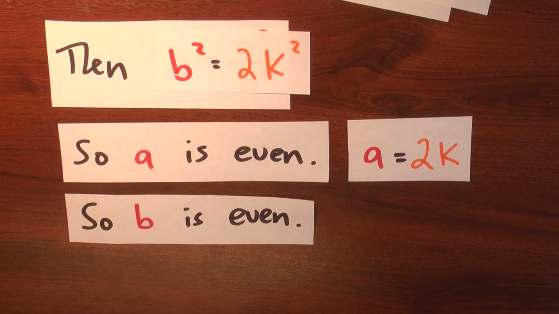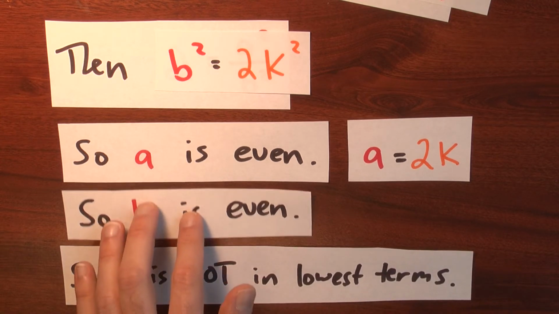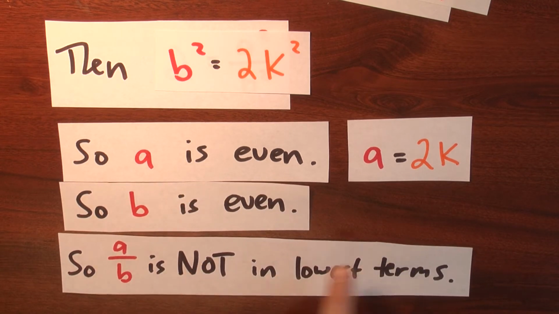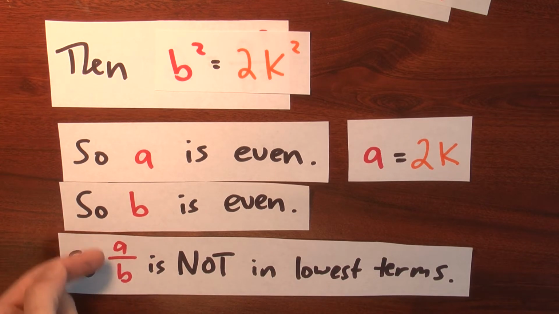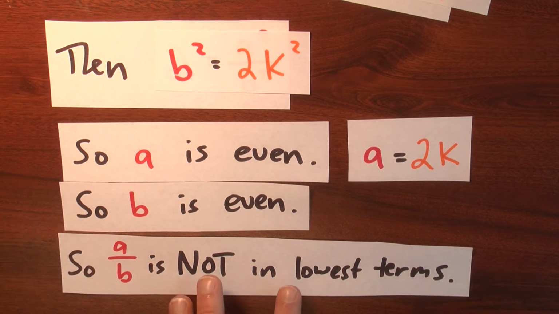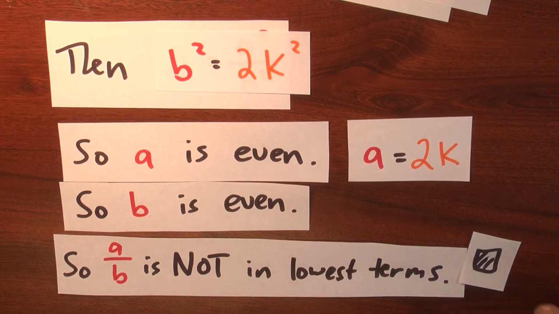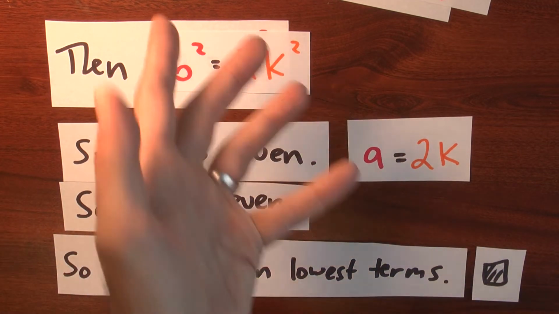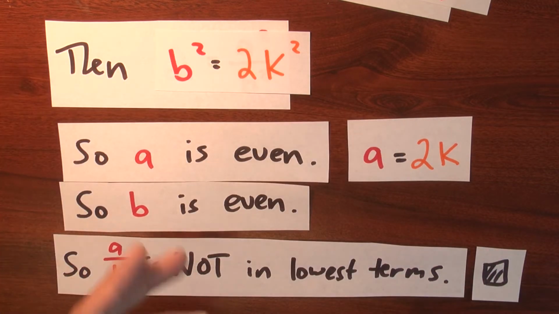But if a and b are both even, then the fraction a over b is not in lowest terms, right? I've got a common factor of 2 in the numerator and denominator. And that's the contradiction that then shows that the square root of 2 can't be written as a fraction. That's a pretty standard method for showing that a number is irrational. You start out by assuming that it's a rational number and then derive some kind of contradiction, which reveals that your original assumption that the number was rational must have been an error. And then you know the number is irrational.